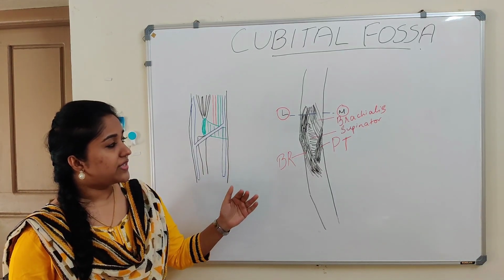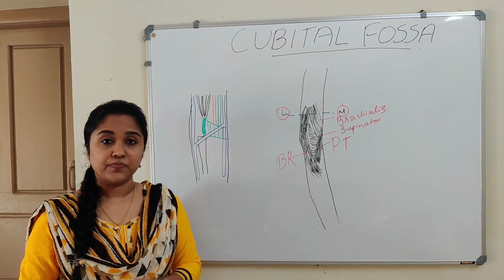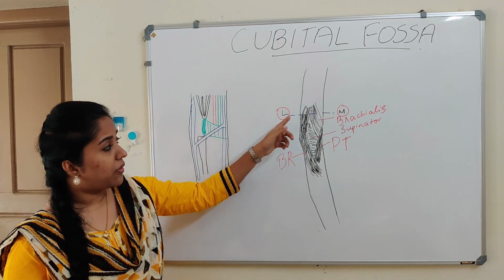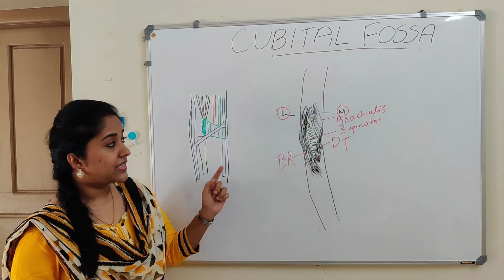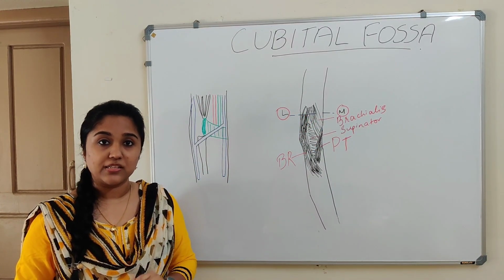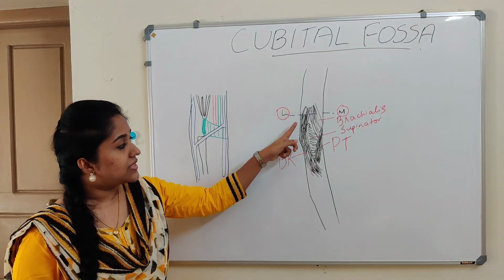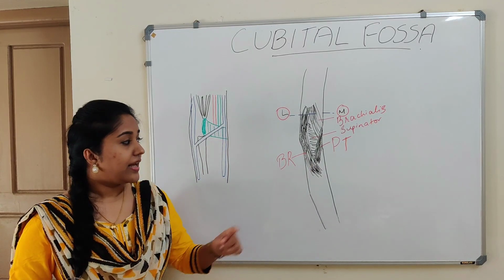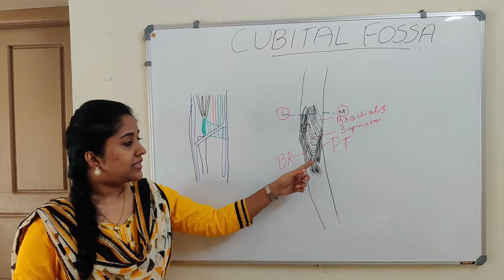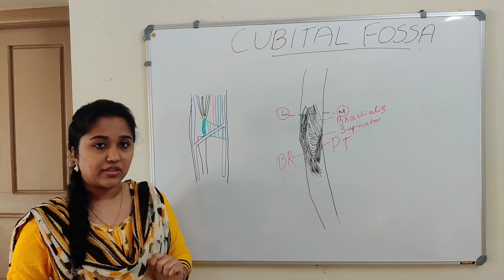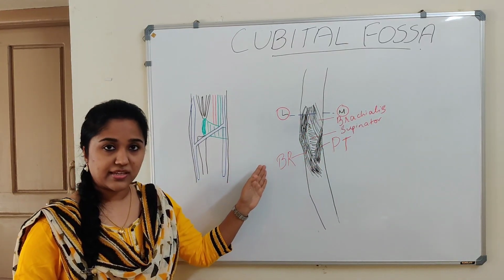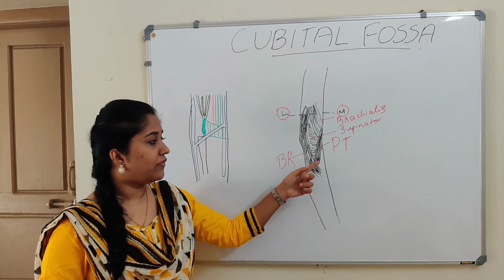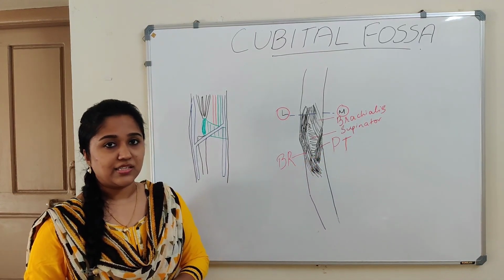Okay, so the boundaries are apex, base, then medial and lateral margins, floor and roof. Base is formed by an imaginary line that is connecting the medial and lateral epicondyles of humerus. The apex is formed by the meeting point of pronator teres muscle and brachioradialis muscle, and it is directed downwards and laterally. You can see this is the medial side, this is the lateral side. It is directed downwards and laterally by the meeting point of pronator teres and brachioradialis muscle.